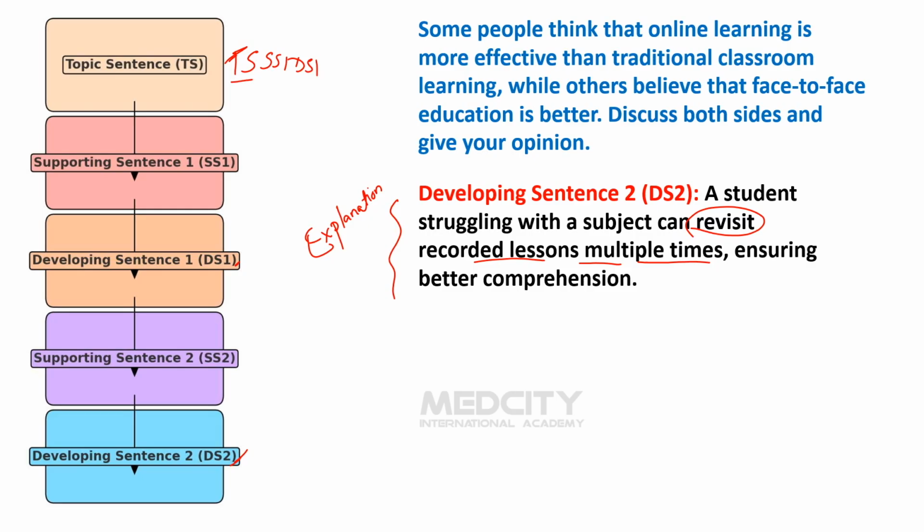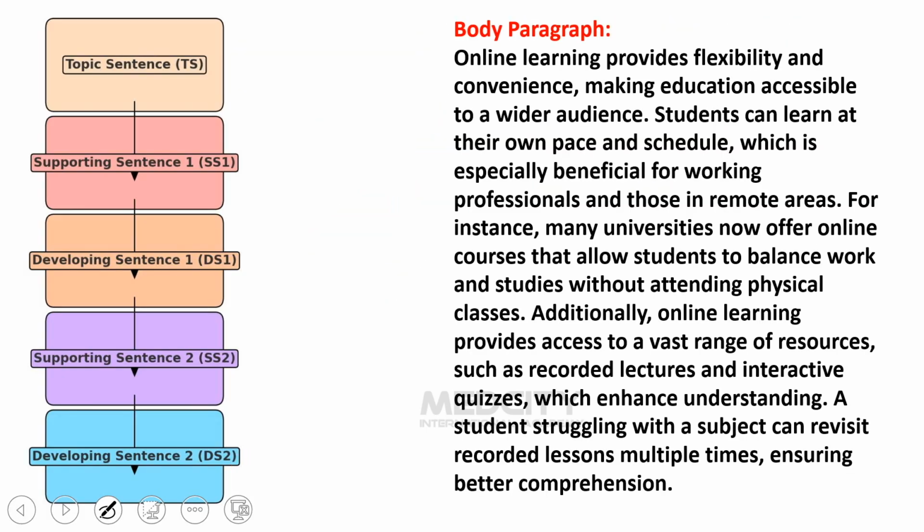Again, this is repeated. There will only be one topic sentence. Then you can have the next set of supporting sentence and developing sentence. If necessary, you can go to supporting sentence 3 and developing sentence 3. Now putting it all together, let's see how the body paragraph looks. Here it is.